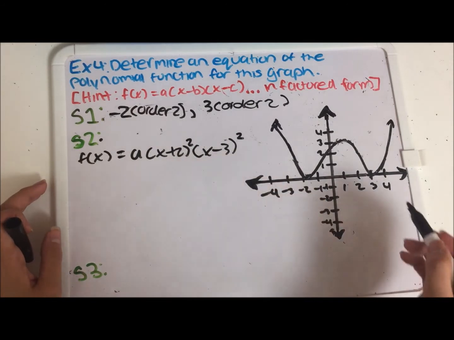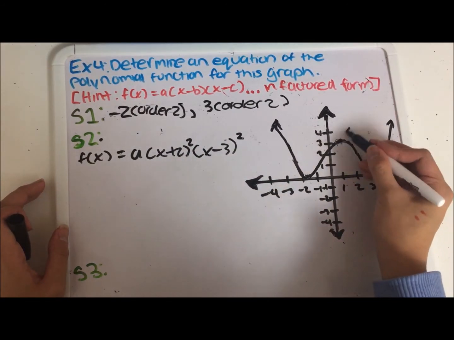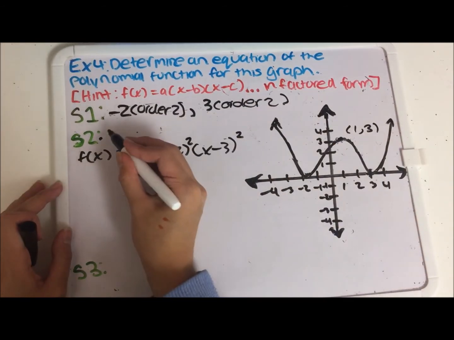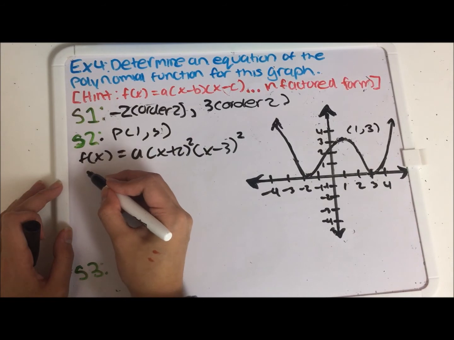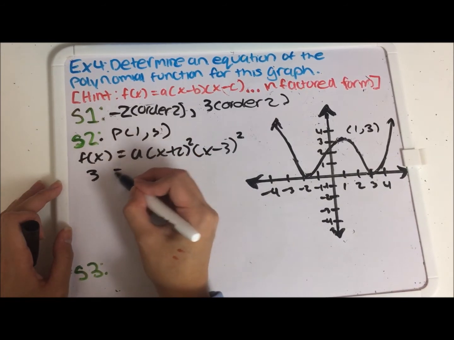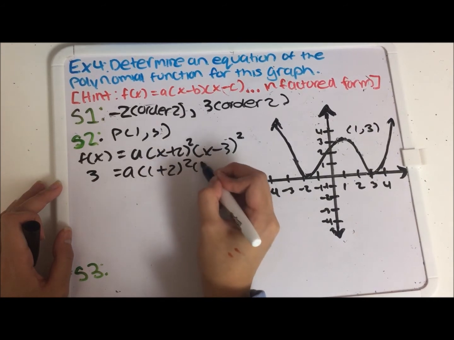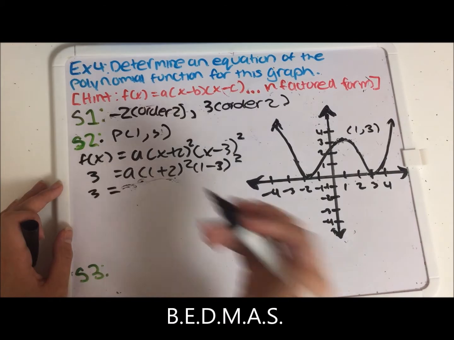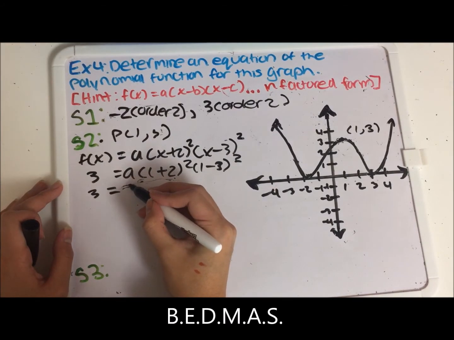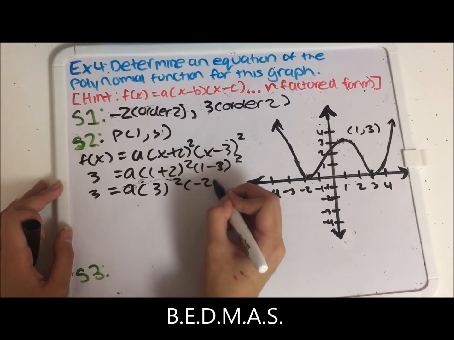The point that I see is easier to identify is (1, 3), and that's exactly what I'm going to use for this equation. I'm going to plug in 3 for f of x and 1 for x. So that's what I'm going to do: 1 plus 2 squared, 1 minus 3 squared. I'm going to follow BEDMAS. So it's going to become 3 squared times negative 2 squared.